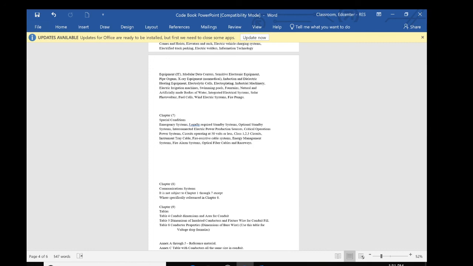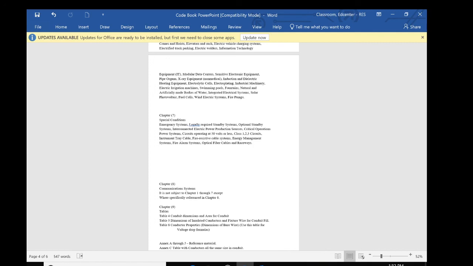Then we deal a lot with optional standby systems, which means, hey, I'm at my house or I'm in my apartment, I just want a generator. And so that's optional. And it has the least restrictive rules on it, because if it doesn't work, you're just going to be without lights and without power. It's not really going to be detrimental to someone's life or ability to operate.